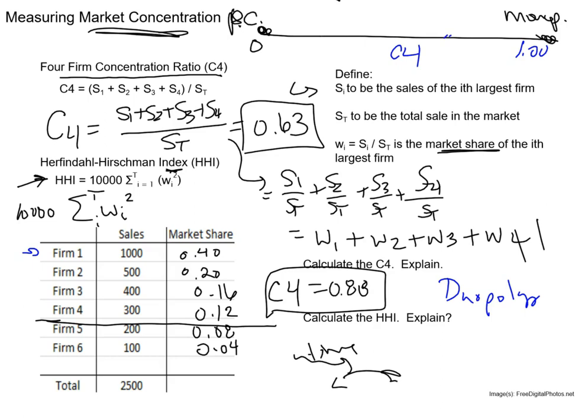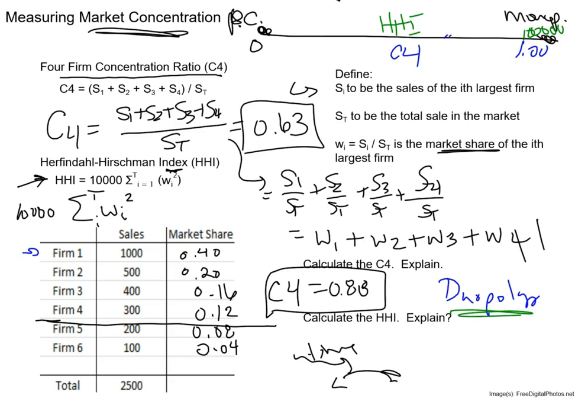So we talked about the C4. Let's consider the extremes of the HHI. If we calculated the HHI for the monopolist, their market share is 100%, which I write as 1, and if I square 1, I get 1, and it's the whole list, so 1 times 10,000. If I have a monopolist, the HHI is 10,000. That's the upper bound of what the HHI could be.